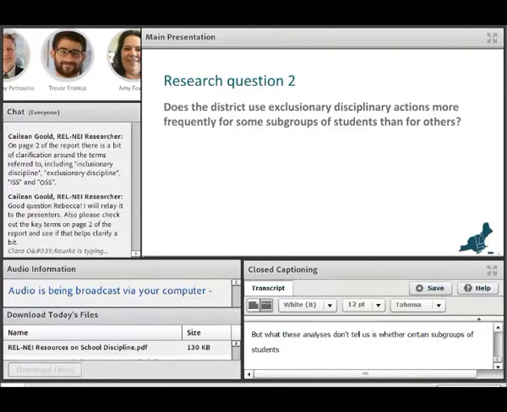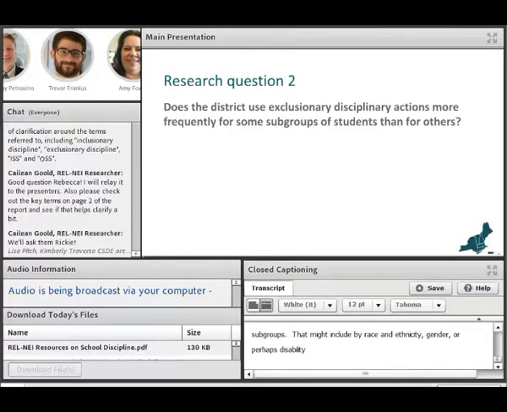The first step is really to determine what subgroups should be included in the analysis. Federal guidance recommends that districts focus on protected student subgroups. That might include race and ethnicity, gender, or perhaps disability status. Now, for today and within the report, we focus on race and ethnicity as a protected student subgroup. But it's up to you as the analyst to work with the stakeholders to determine what analyses are most important for the examination you're interested in.